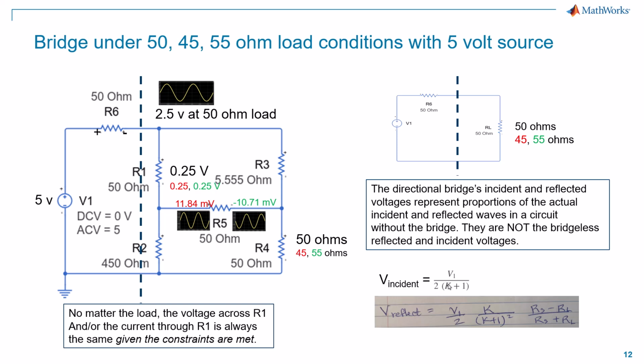The incident wave follows this, and the reflected wave follows this, where the reflection coefficient is the last term. You can also, of course, use this circuit to measure the reflection coefficient. You can imagine if you solve for (RS minus RL) over (RS plus RL) and leave that on the right-hand side, and you put the K over (K plus 1) squared and the V1 over 2 on the left-hand side, then by measuring the reflected voltage and knowing V1 and K, you've effectively solved for the reflection coefficient for the given load you're using.